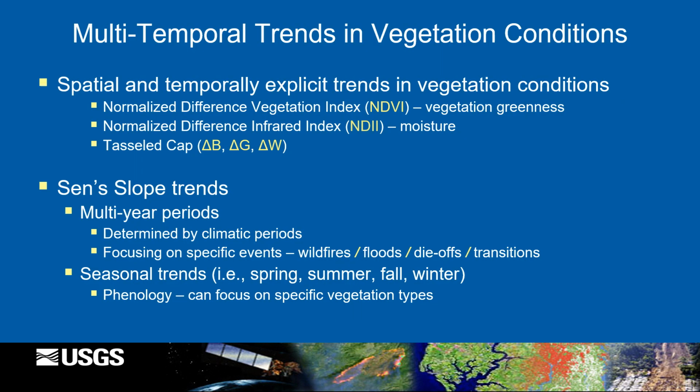So the second core objective of this project is to assess more recent conditions in the vegetation. Products within this analysis are both spatially and temporally explicit and show pixel-specific results over whatever time period is under consideration. So we're using the Sen's slope trend in Google Earth Engine to produce these results.